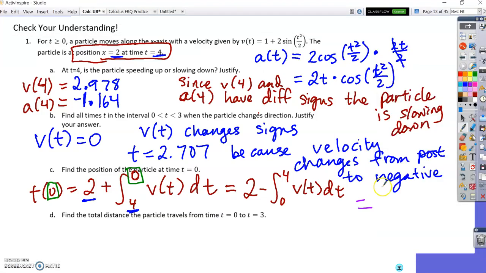And so going back to record that, I get negative 3.815. That is the position at time 0. Find the total distance the particle has traveled. So it says total distance.